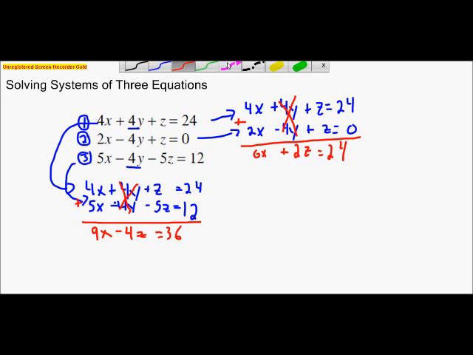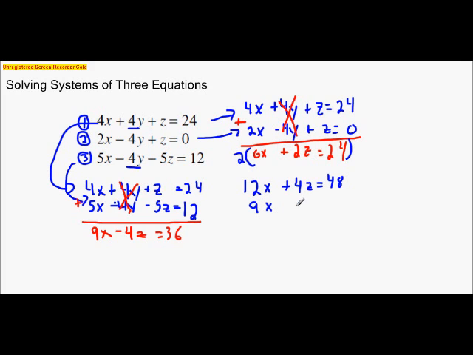So what I'm going to do is I'm going to take this equation right here, and I'm going to multiply it by 2. So I get the opposite of this negative 4z, right? So I'm going to have 12x plus 4z equals 48. Okay? And then I'm going to take this equation and write it right underneath. So I'm going to have 9x minus 4z equals 36. Okay? And so what that tells me is it's going to eliminate one more variable.